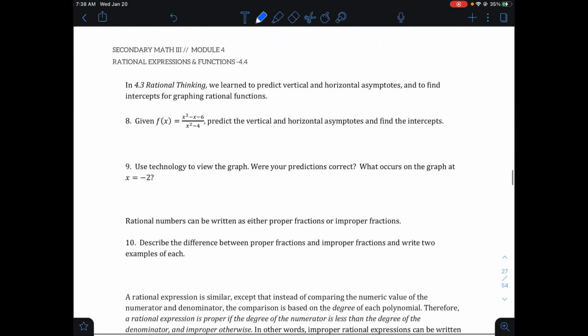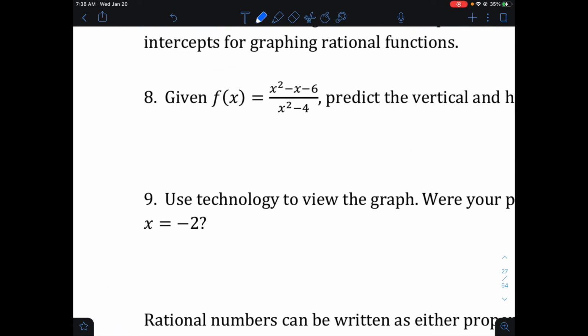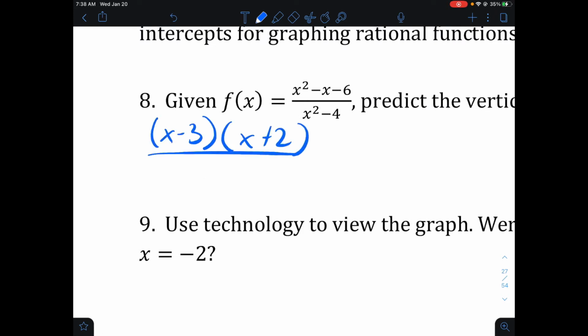All right, so let's go ahead. We'll try number 8 here. It says, given x squared minus x minus 6 over x squared minus 4, predict the vertical and horizontal asymptotes and find the intercepts. So let's factor this. The top we can factor into x minus 3, x plus 2. And the bottom we can factor into x plus 2, x minus 2.